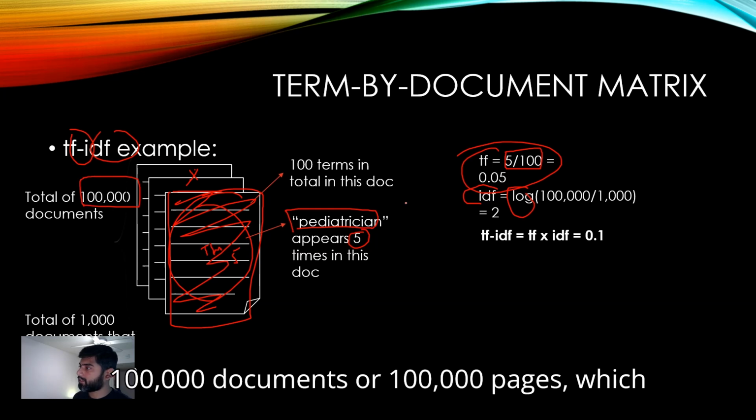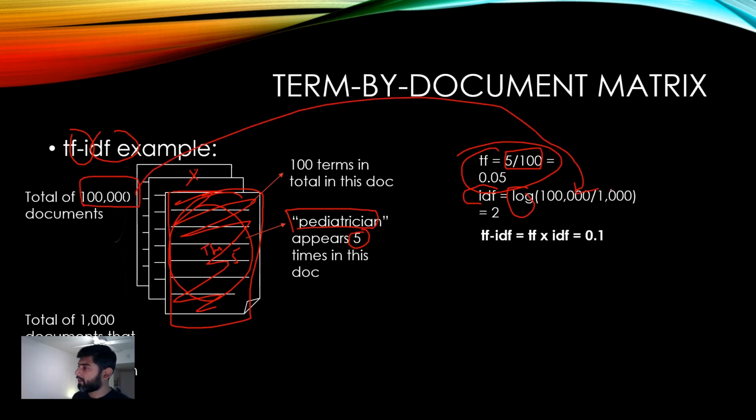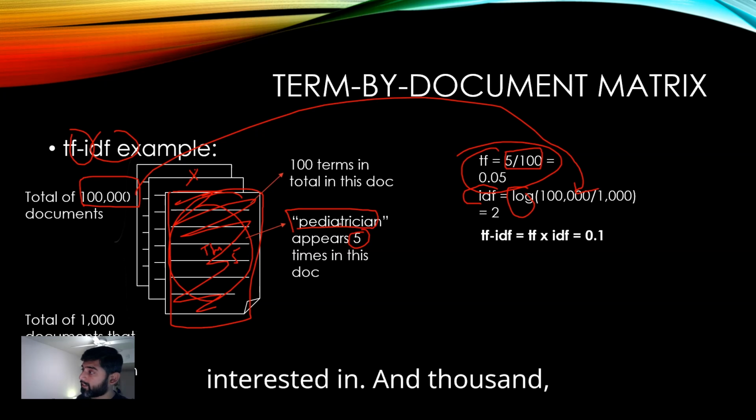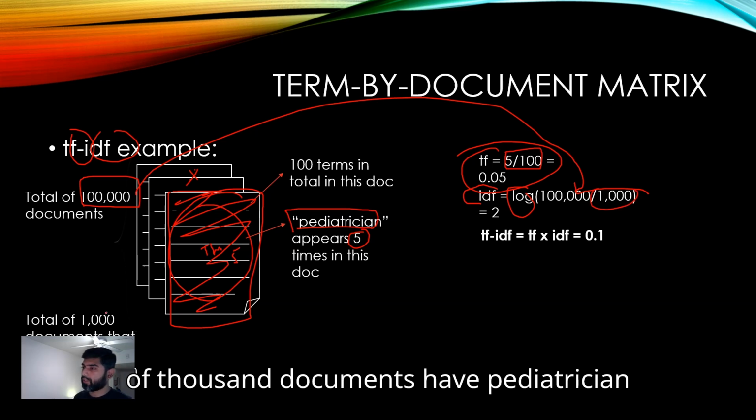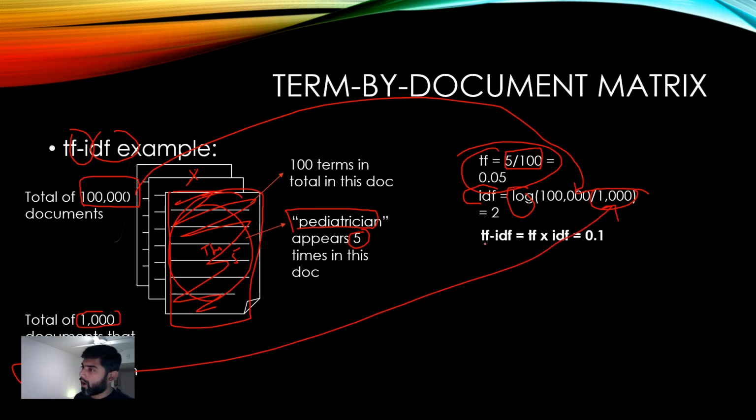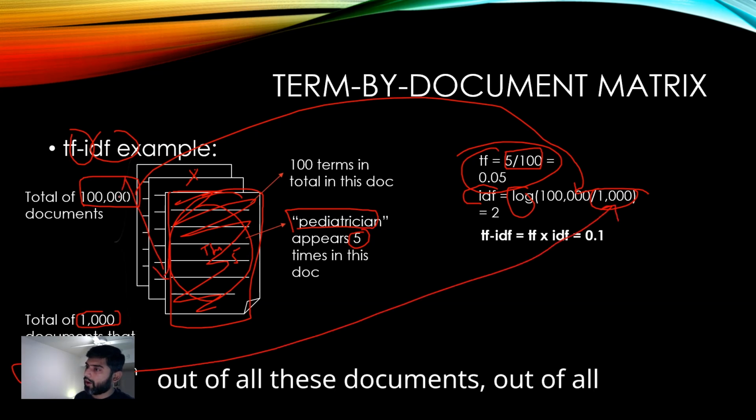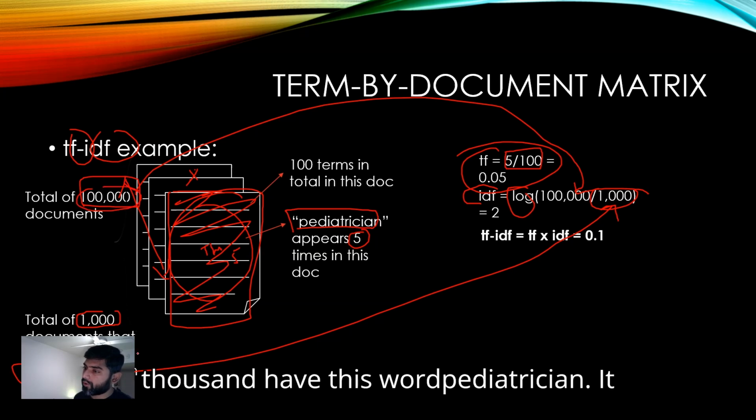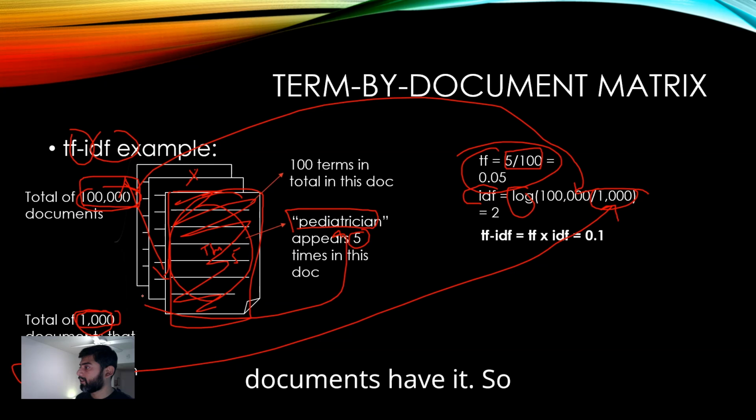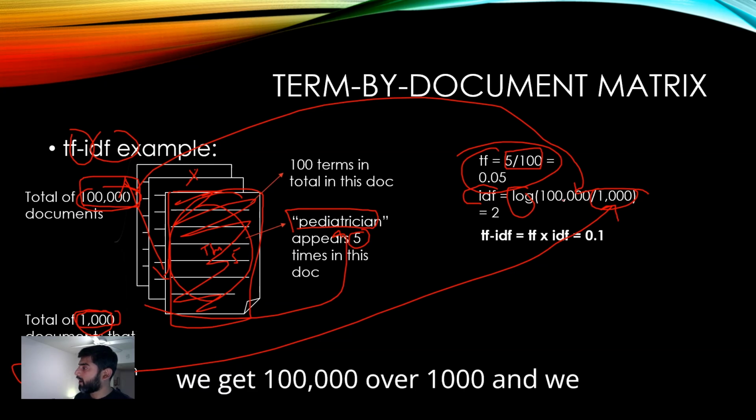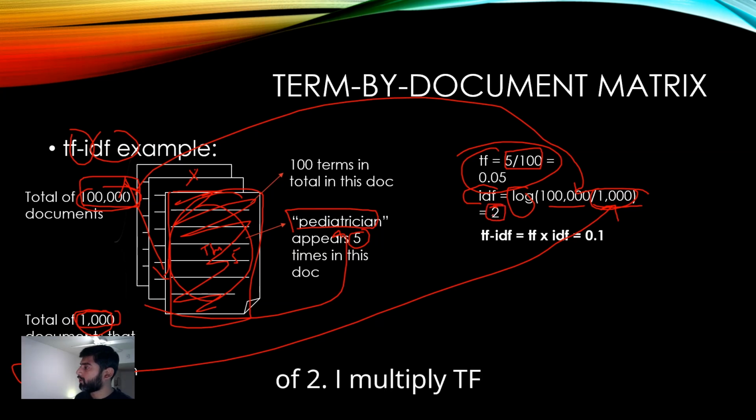100,000 documents or 100,000 pages. And pediatrician is the word we are really interested in. We divide it by 1,000 because a total of 1,000 documents have pediatrician in them. So out of all these 100,000 documents, only 1,000 have this word pediatrician. It does not matter how many times it shows up on this document, it matters how many documents have it. So we get 100,000 over 1,000, and we take the log of it, that gives me a value of 2.